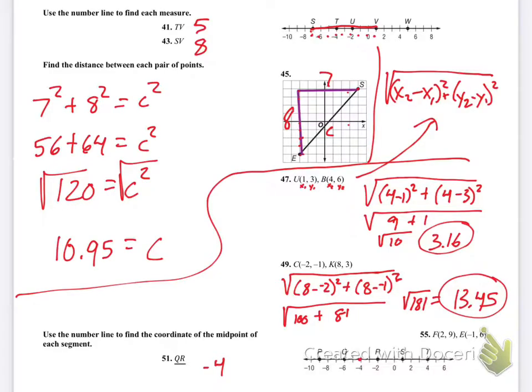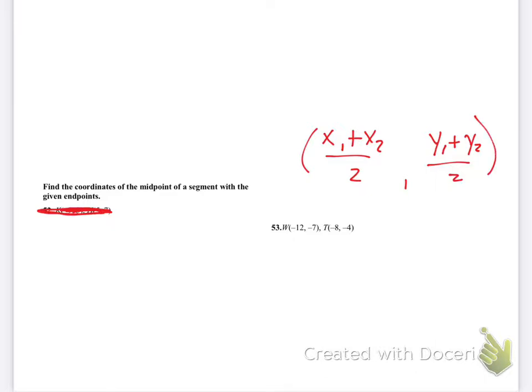All right, so I just did 51. Not going to do 52. Find the coordinates of the midpoint of a segment with the given points. Remember, the midpoint is x1 plus x2, so just add the x's over 2. And then y1 plus y2, just add the y's, divide by 2. And that's your coordinate. So I'm going to add the negative 12 and then negative 8.